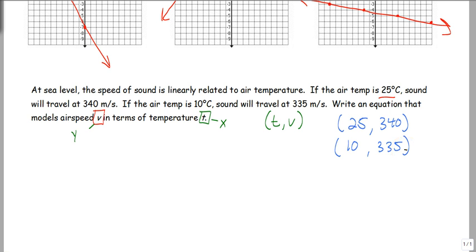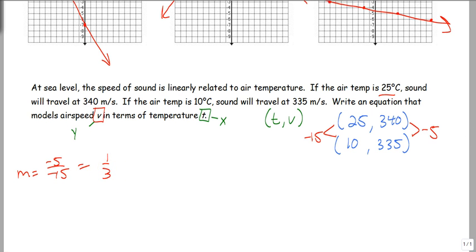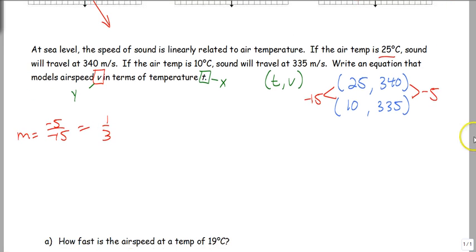So, let us find the slope. Again, I'm going to use my method of jumping. This goes down 15. This goes down 5. So my slope is equal to -5 over -15, or a +1/3. So now, I'm going to come up with my equation.